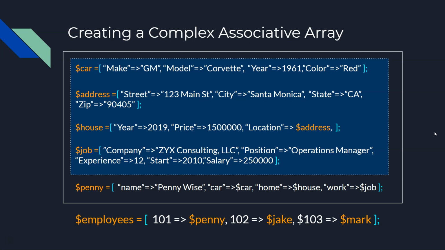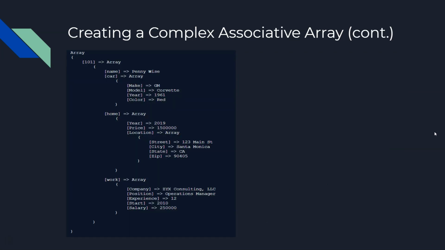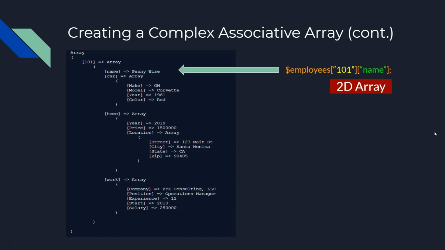And if you were to display this using a different method, like the associative array, you can see things clearer this way. You can see that the array is composed of arrays and are composed of arrays. So if you want to print her name, Pennywise, you would do something like this. Employees of 101, that's the employee's ID. And then we reference her name, which is the key, and get the value Pennywise. And this is an example of a 2D array.